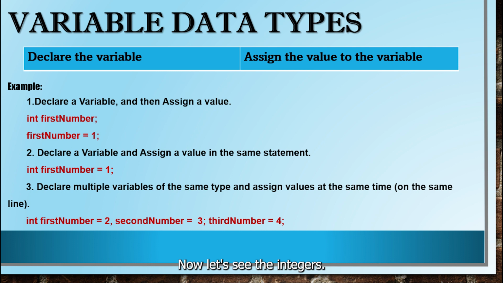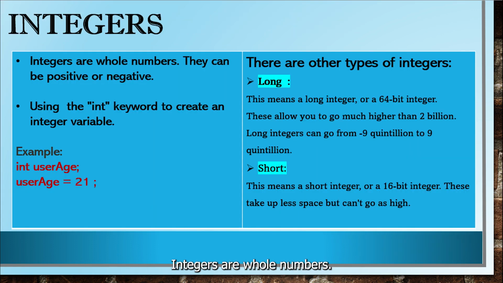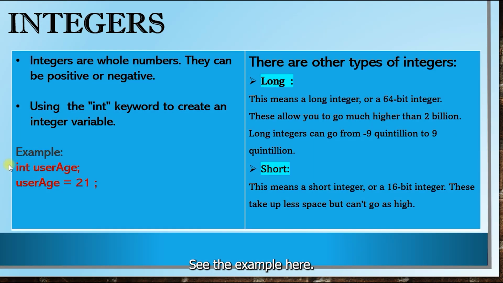Now let's see the integers. Integers are whole numbers. They can be positive or negative, using the int keyword to create an integer variable. See the example here.